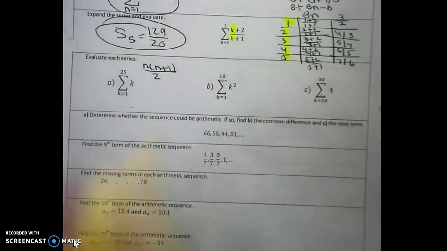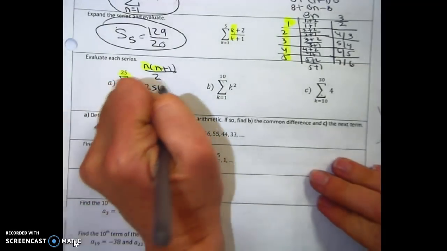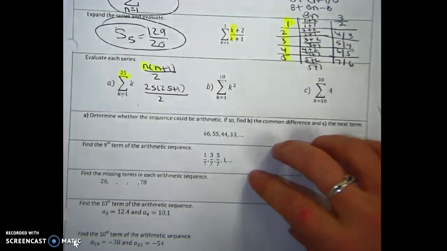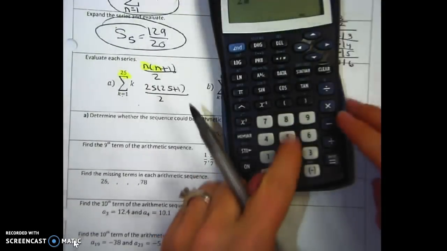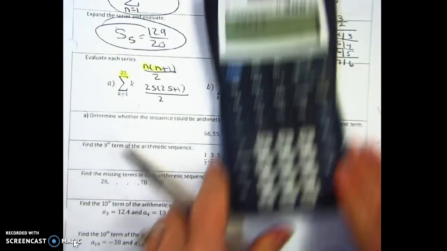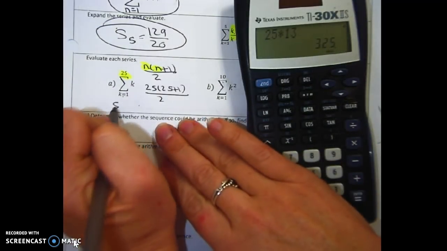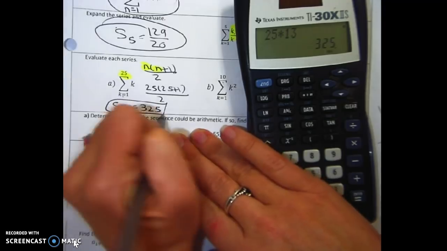My n is 25 because it starts at 1. So I'm just going to go 25 times 25 plus 1 over 2. 25 plus 1 is 26. Divided by 2 is 13. 25 times 13. I'm not going to probably do much mental math on a test when I can make a silly mistake. So the sum of the first 25 numbers is 325.